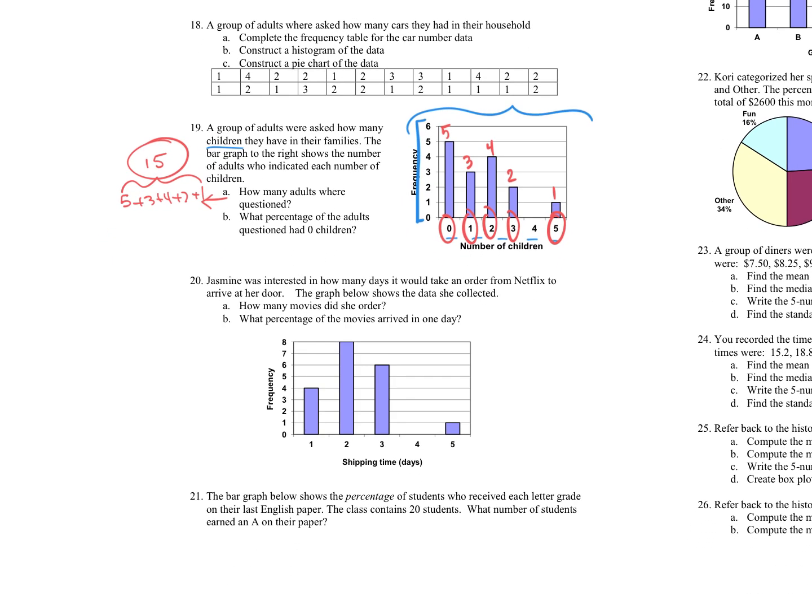Now, what percentage of adults questioned had 0 kids? So we want to know what percentage of them had 0 children. And looking at that, that would be 5 out of the total adults, which was 15, so about 33.3%.